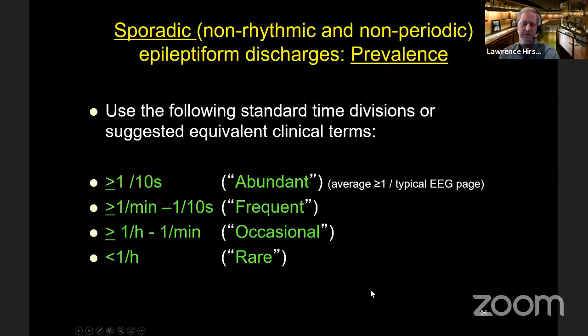All right, so while we started doing this terminology, people asked us to standardize some other things that were not well defined. So we got into the interictal discharge, just standardized terms as well. For someone who has occasional spikes, that means they're somewhere between once a minute and once an hour. If they're frequent, they're between once a minute and once a page, or once every 10 seconds. And abundant means they're every 10 seconds on average.